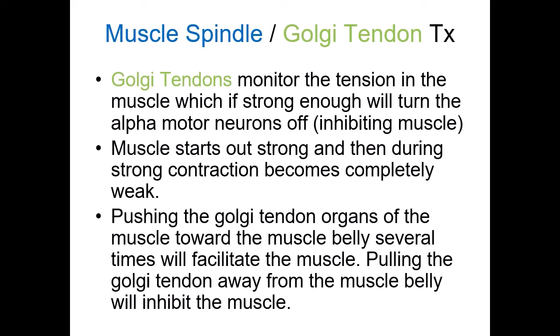If you ever noticed an arm wrestling competition in which the loser loses suddenly and loses all strength in one quick motion, this is because the tension on their bicep was so great because of such a strong contraction that the Golgi tendons fired off and caused inhibiting of the muscle. If we push the Golgi tendon organs of the muscle toward the belly several times, this will facilitate the muscle. If we pull the Golgi tendon away from the muscle belly, this will cause inhibition of the muscle.